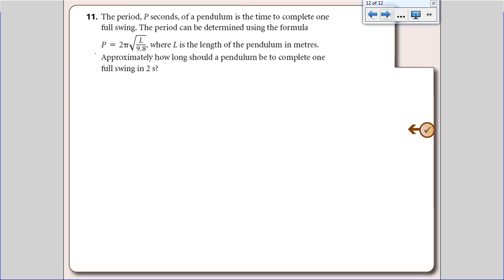We've got a formula. We've been given a number. Where does that number go in this formula? The period P in seconds of a pendulum is the time to complete one full swing. 2 seconds is P. You need to be able to connect those things. 2 seconds is your P. So we can write this out as 2 equals 2 pi square root L over 9.8.